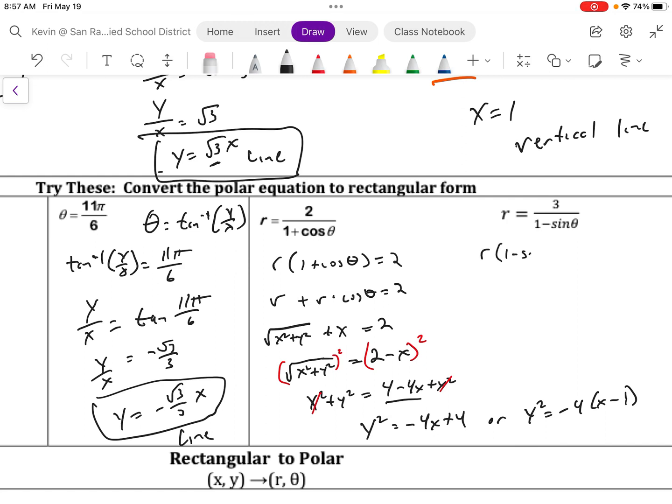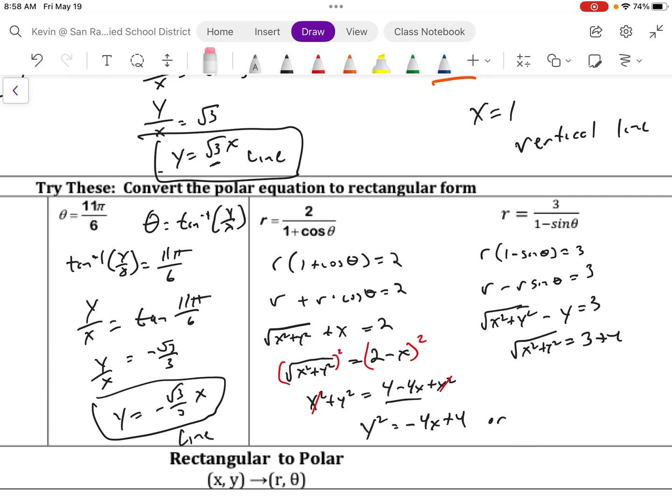Just take r times 1 minus sine theta equals 3. R minus r sine theta equals 3. So substitute the square root of x squared plus y squared for the r, and then over here we go minus y equals 3. X squared plus y squared equals 3 plus y.